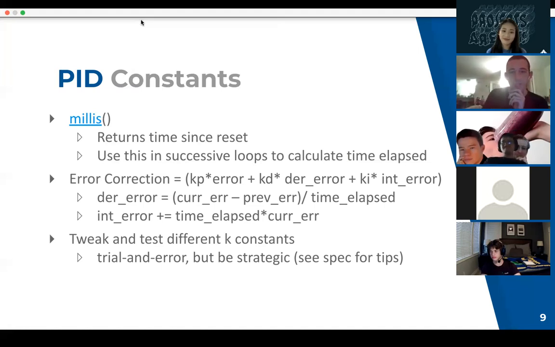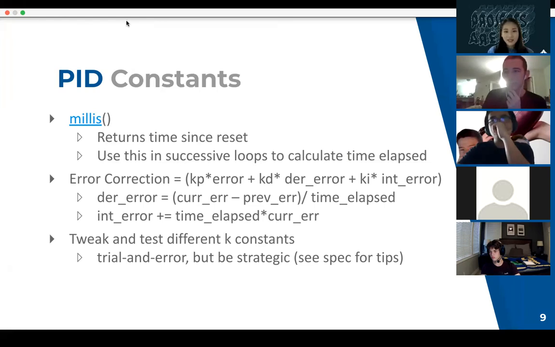And then Kp, Kd, and Ki, those values are what you're going to be changing. The three error terms, those you're going to be calculating in your code. Kp, Kd, and Ki are what you're testing to see which works better or worse. That's kind of a trial and error process, but there are ways you can be strategic about how you pick these values.